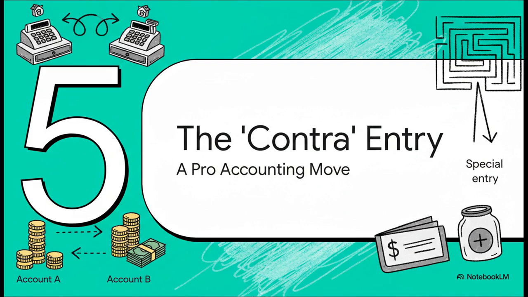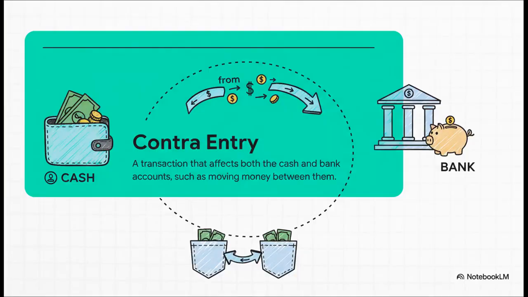All right, now for a pro-level move. What happens when you're not paying someone else and you're not getting money from a customer, but you're just moving money between your own accounts? This needs a special kind of entry. It's called a contra entry. Basically, it's any transaction that hits both your cash and your bank account at the exact same time. The key thing to remember here is that no new money has entered or left the business. You're simply moving it from one of your pockets to another.